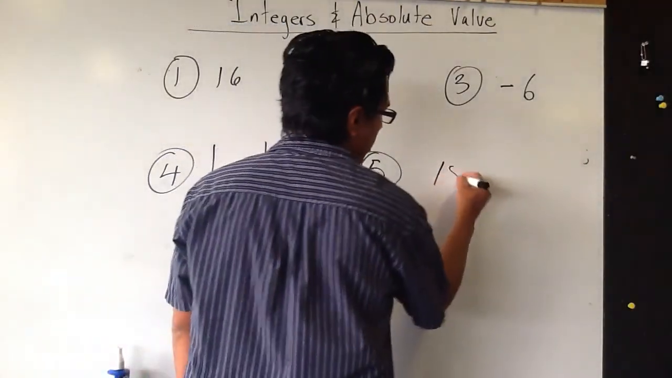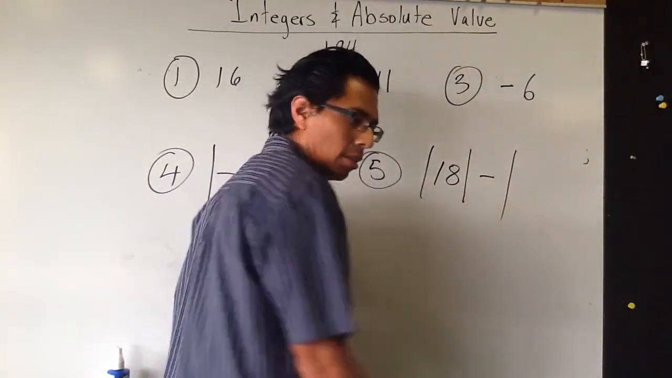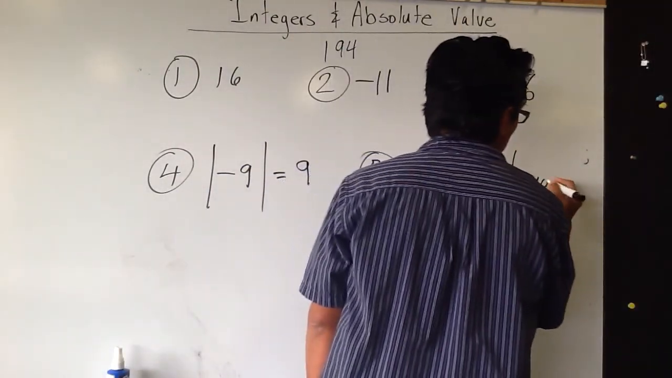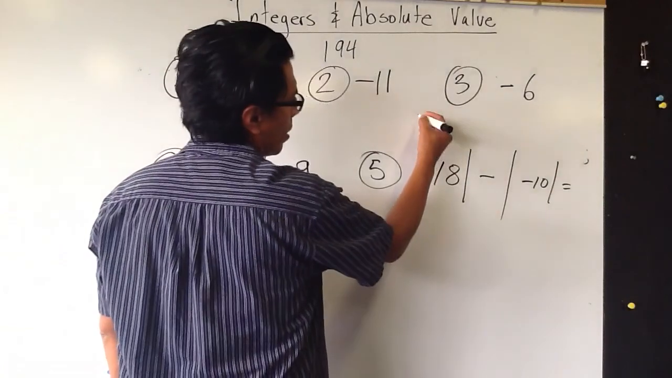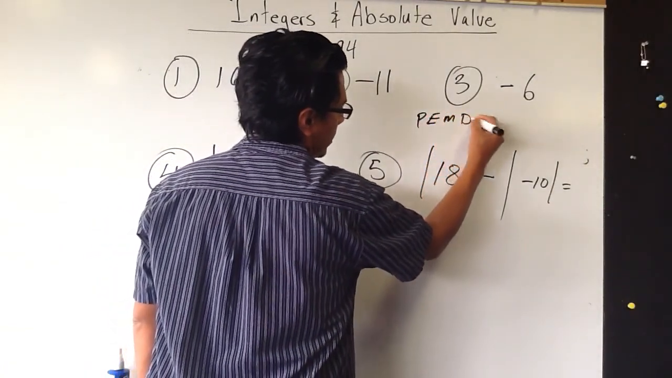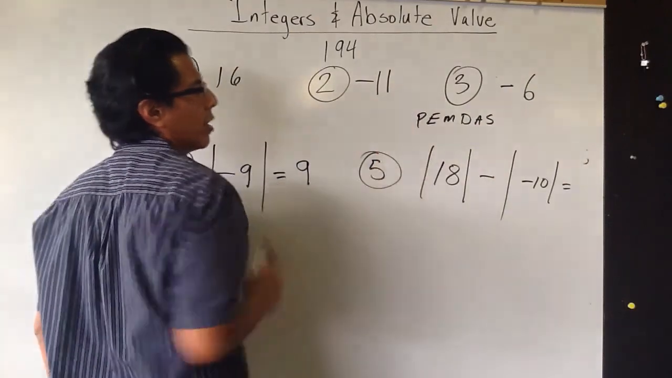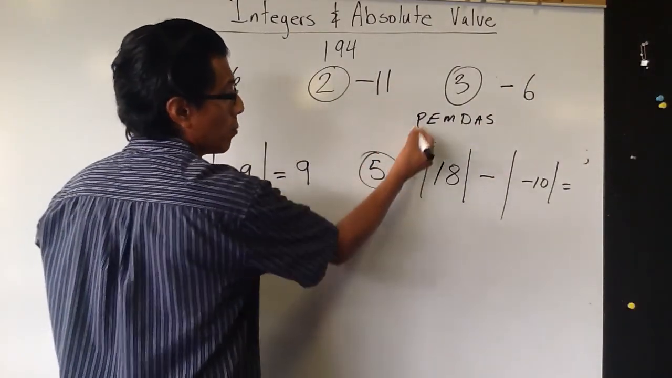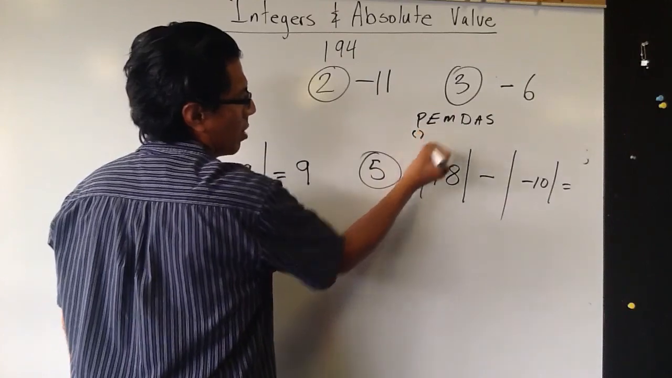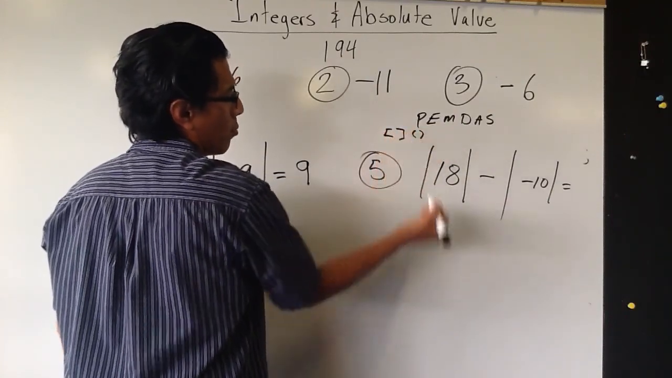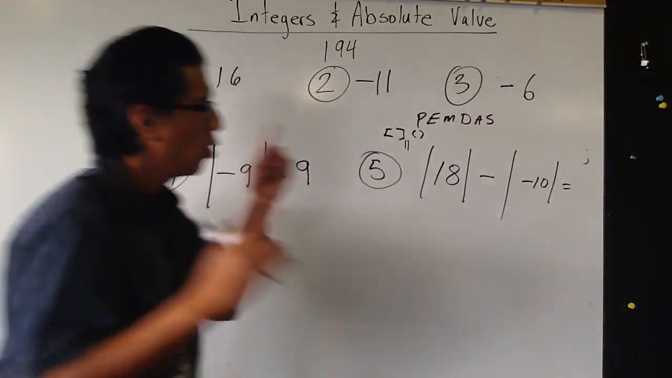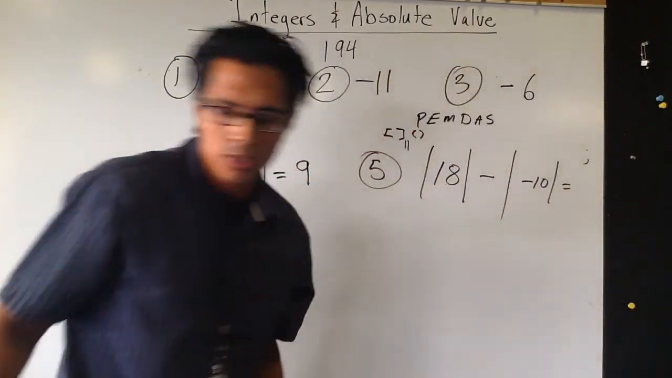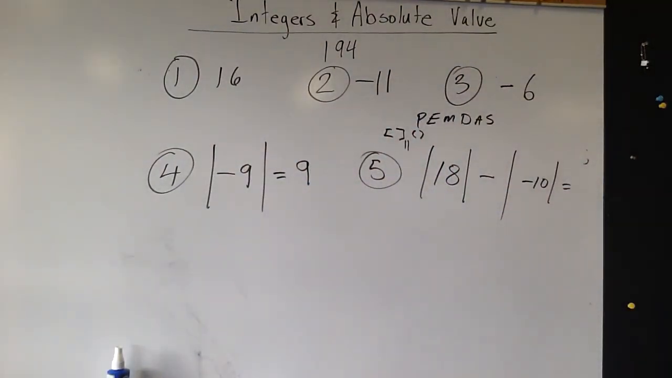How about number 5? The absolute value of negative 18 minus the absolute value of negative 10. Now, let's all go back to the order of operations. I use PEMDAS. What does that P stand for? Parentheses. And hopefully whoever taught you last year told you those are a type of parenthesis, and guess what else? Absolute value brackets. So if we follow the order of operations, you must solve the absolute value first.